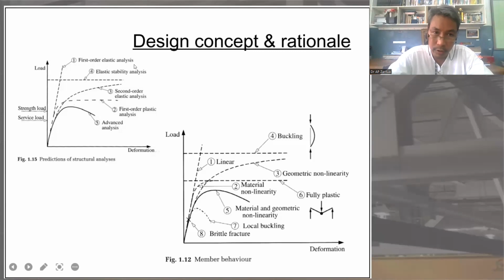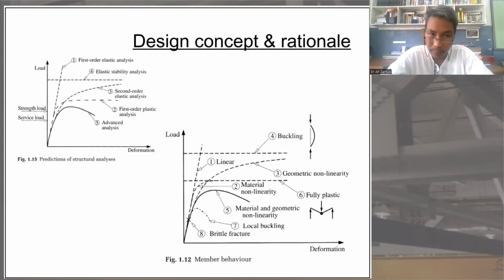Number 1, first order elastic analysis. Number 2, first order plastic analysis. Number 3, second order elastic analysis. Okay. Number 4, elastic stability analysis. Okay. And number 5, advanced analysis. Looking at the member behavior, we can have what? Some sort of congruence. Okay.